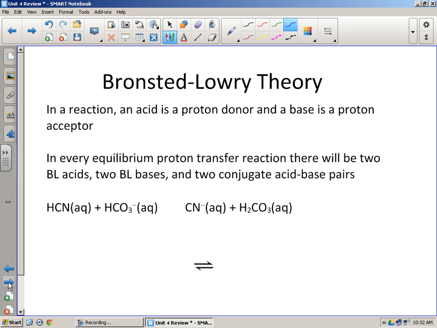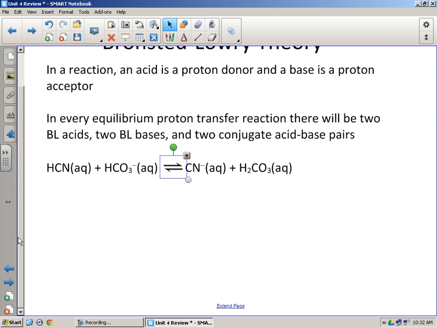Bronsted-Lowry. This here kind of got messed up. Well, usually it does, but there we go. Okay. In a reaction, acid is a proton donor, base is a proton acceptor. In every equilibrium proton transfer, there will be 2 Bronsted-Lowry acids, 2 Bronsted-Lowry bases, and 2 conjugate acid-base pairs.